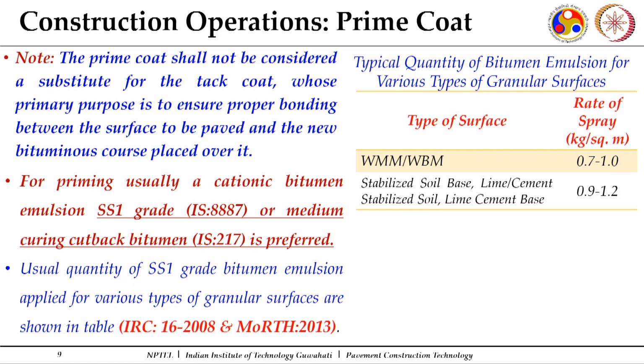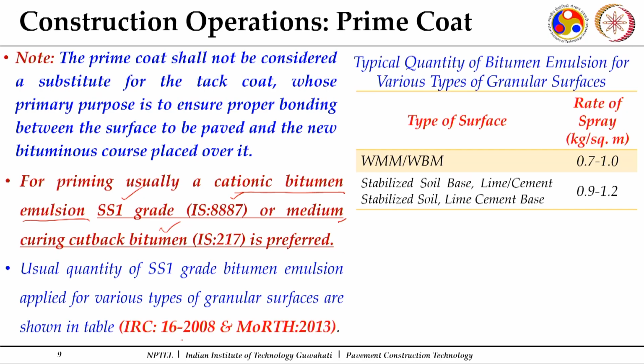For priming, what do we typically use? We use a cationic bitumen emulsion, and specifically a slow setting grade, SS1 grade, is used as per the guidelines in line with IS 8887, or in some specific cases, a medium curing cutback is used as per IS 217 specifications. So, these are the two low viscosity binders which are preferred for the prime coat application, and the quantities are also specified depending upon what type of surface it is.